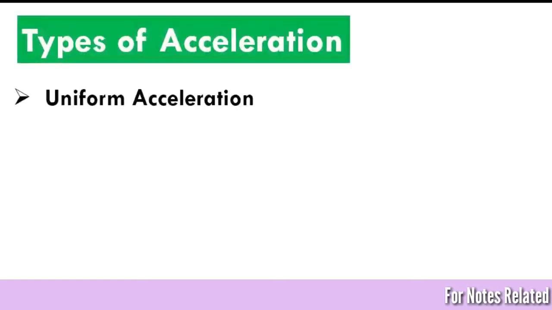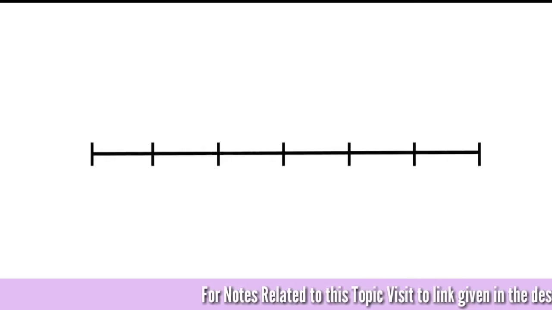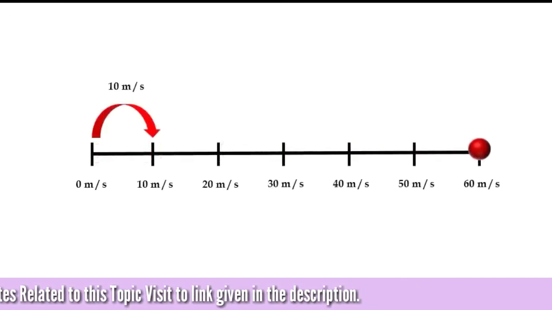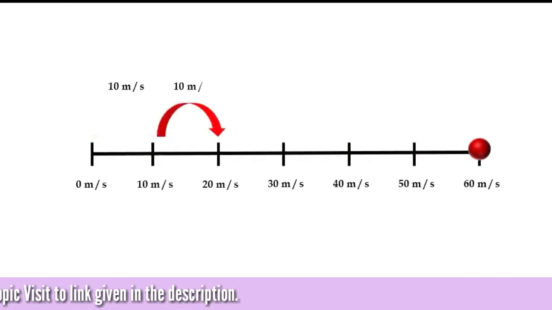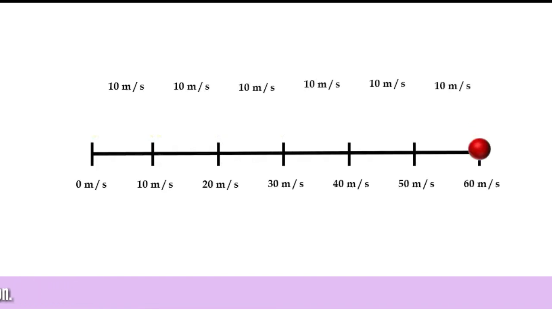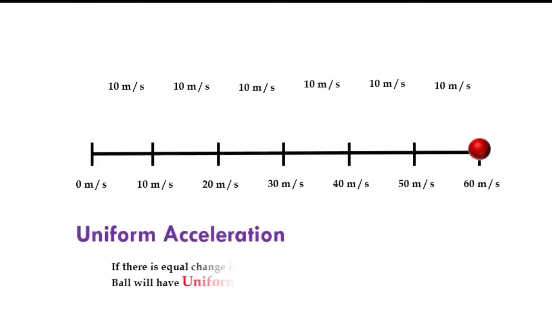So next one, the types of acceleration: it can be uniform acceleration and non-uniform acceleration. Uniform acceleration: in this case, the ball is continuously moving, and from 0 to 10, 10 meter per second is the velocity change, and 10 to 20 again 10 meter per second, 20 to 30 again 10, and always there will be a 10 meter per second velocity change continuously. So you can say the velocity change always remains the same. So in this case, if the velocity of the object changes equally in equal intervals of time, you can say the ball has uniform acceleration.